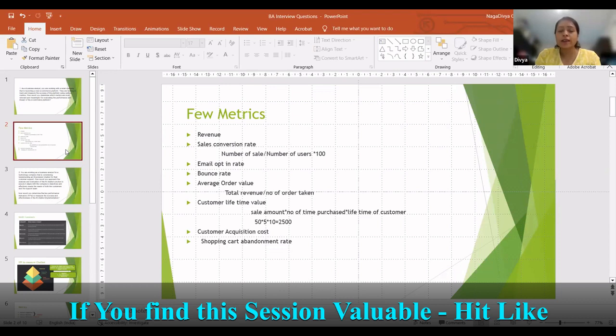The next one is customer lifetime value. The customer lifetime value is the business that the customer has given to the company throughout the lifetime he's associated with the company. Suppose every time he visits, he makes a sales amount of 50 rupees, and in that way he visited 5 times, and the amount of time he has been associated with the company is some 10 months. So it means that in 10 months, the total business which he has given to the company is 2,500.